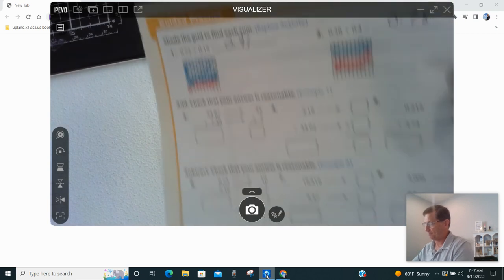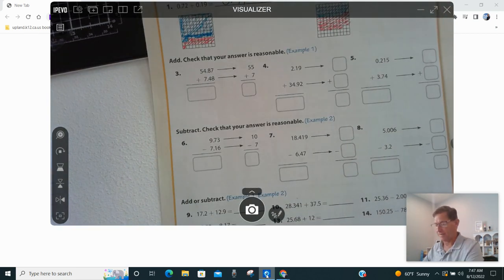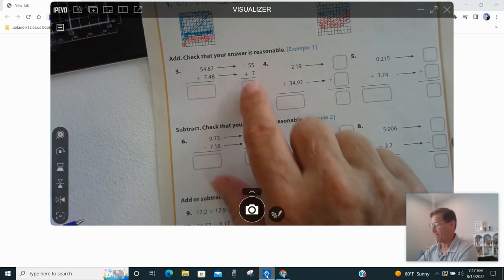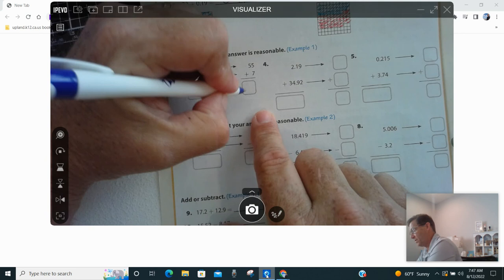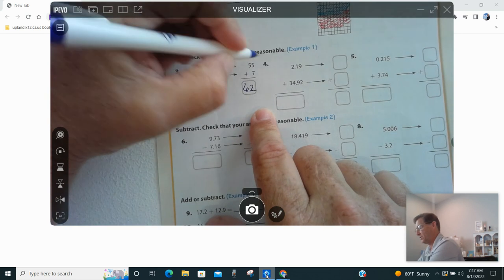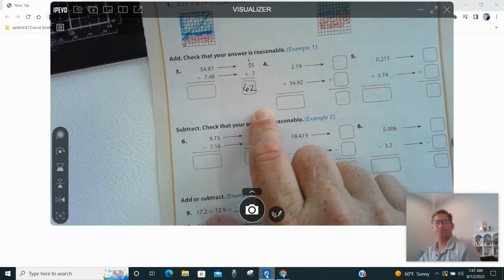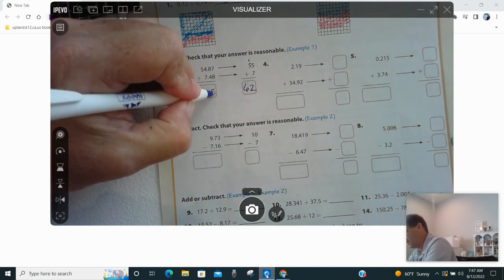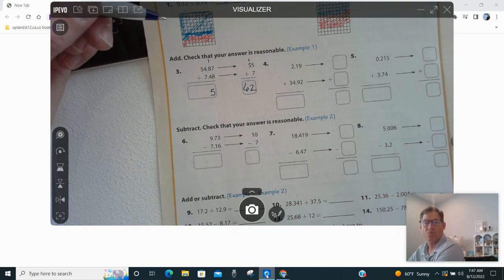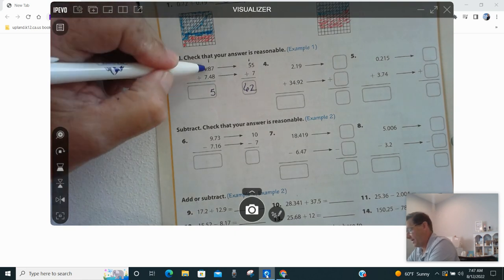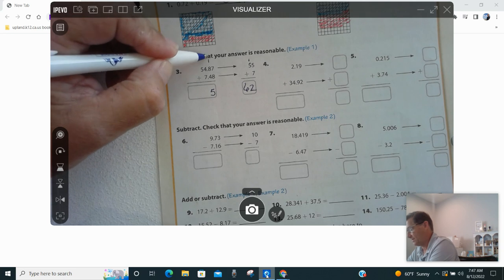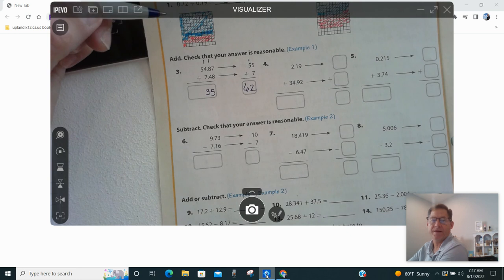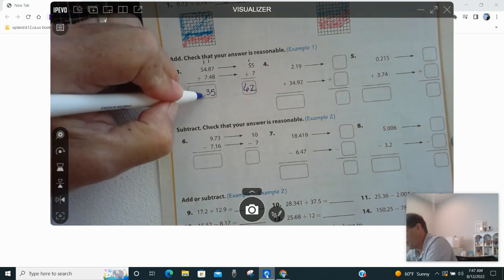Okay, number 3. Okay, so we're just adding these. They have lined up the decimal points for us. They've actually even estimated for us, so we should get an answer that's close to 62. All right, so 8 and 7 hundredths is 15 hundredths. Regroup as 1 tenth and 5 hundredths. 8 tenths plus 4 tenths plus the regrouped tenth is 13 tenths. Regroup that as 1 whole and 3 tenths.